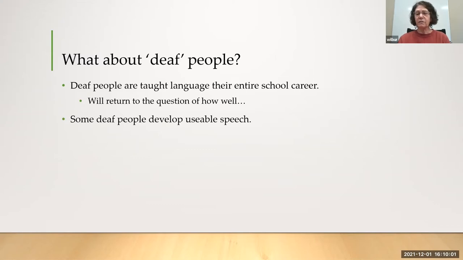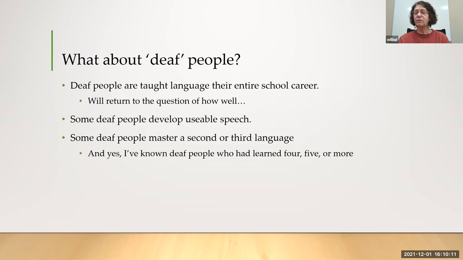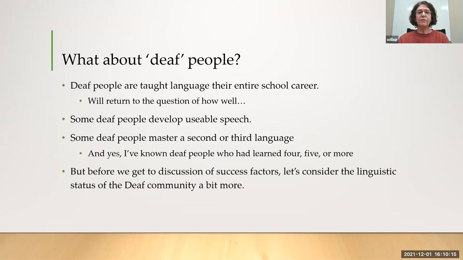And some deaf people develop usable speech. Some deaf people master a second or a third language. And yes, I have known deaf people who learn 4, 5 or more. But before we get to a discussion of success factors, let's consider the linguistic status of the deaf community a bit more.